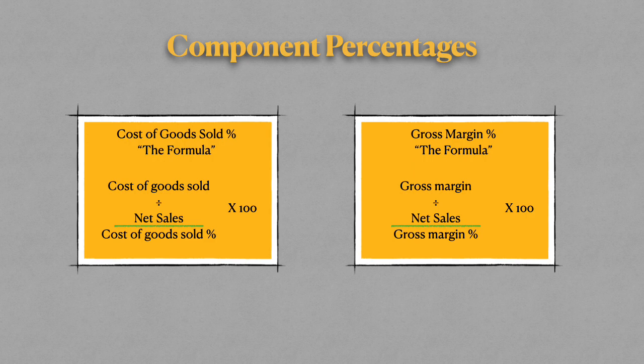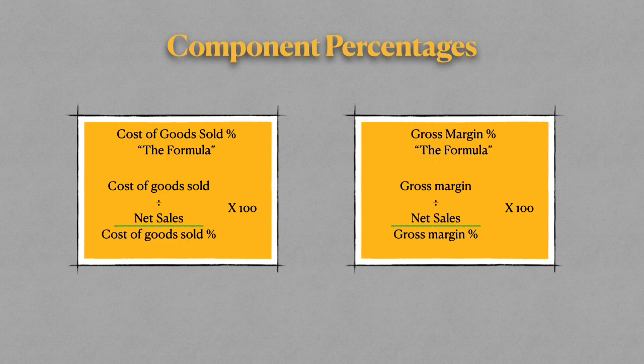Component percentage is a ratio of an income statement component expressed as a percentage, such as gross margin, expenses, or net income to sales. Component percentage evaluates performance between two time periods, referred to as a time series comparison.